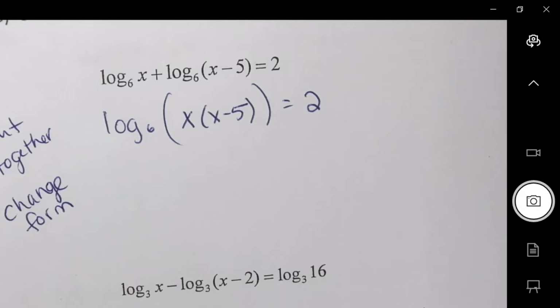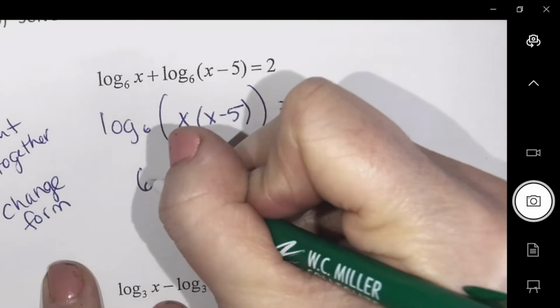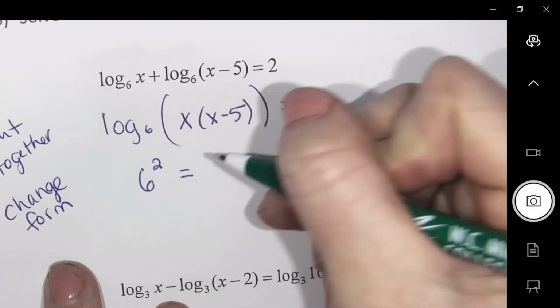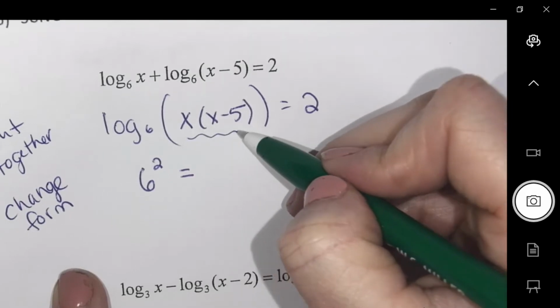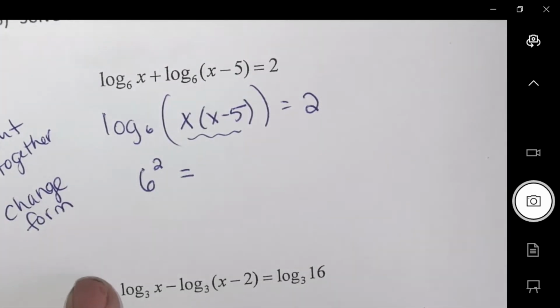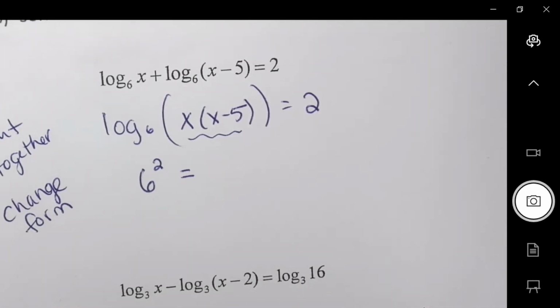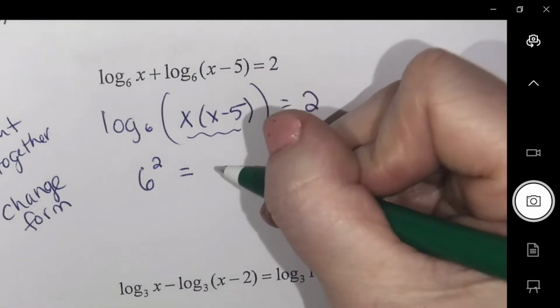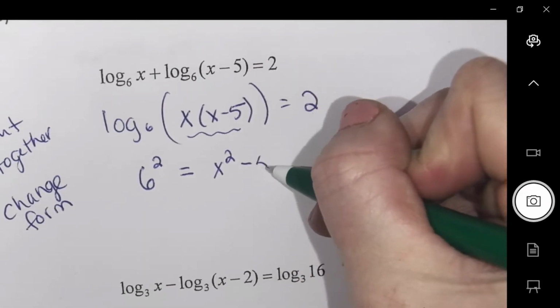So I'm going to be moving it into exponential now. So what to the what equals what? Log 6 equals 2. The base of what to the exponent what equals result what? 6 to the 2 equals. And then this, so Gavin says, can we also FOIL that? So can I do that now? Is that okay with you if I'm doing it? X squared minus 5x.